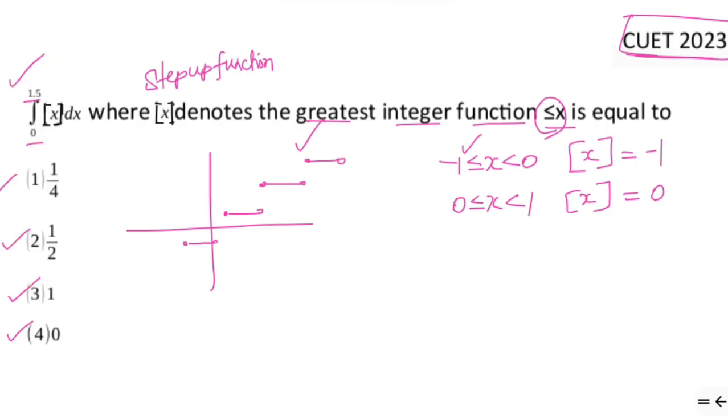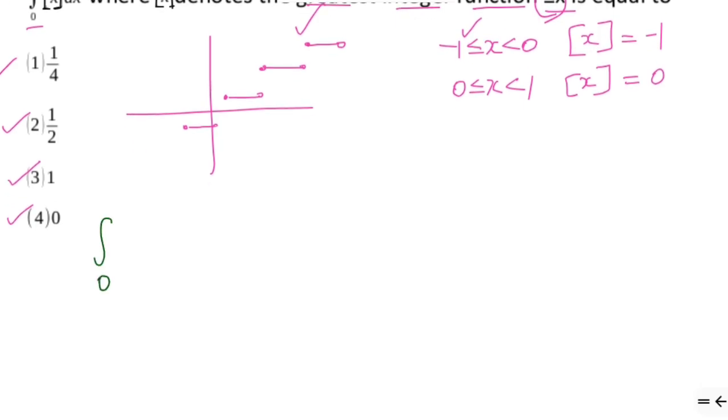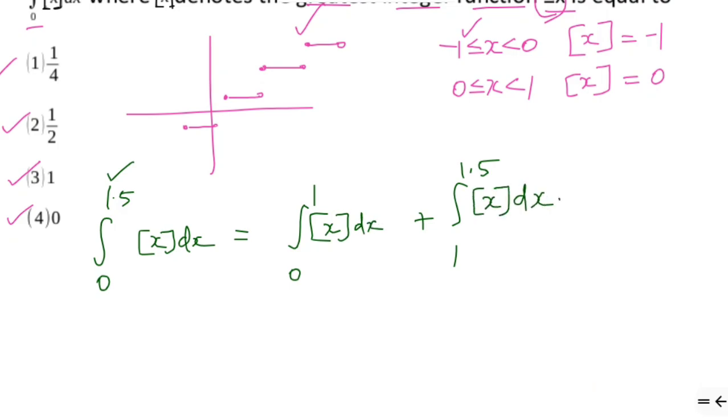What we are going to do is first consider the integral 0 to 1.5, greatest integer function of x dx. We can split the limits into two integrals. How? 0 to 1, that is one integral, and then 1 to 1.5. So that will be comfortable for us to proceed further. Here we write down the greatest integer function as it is. Now we have to consider from 0 to 1.